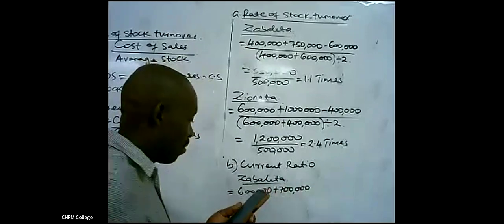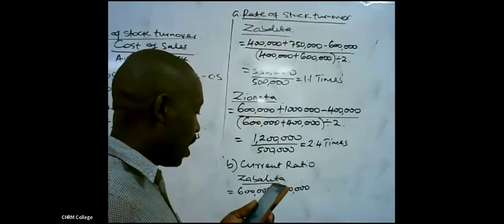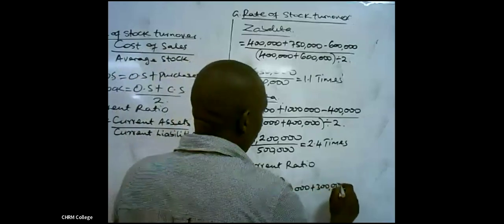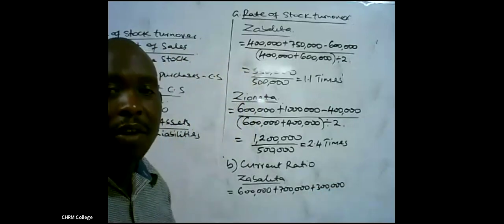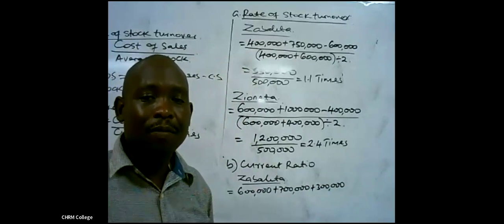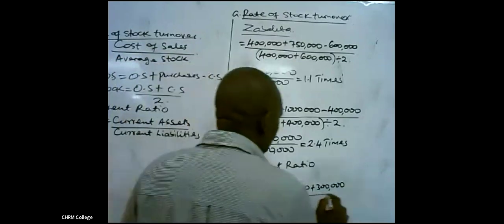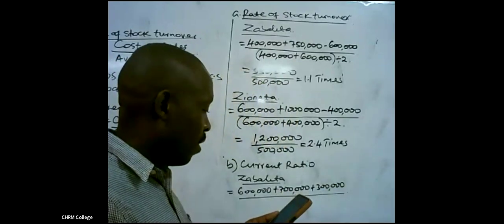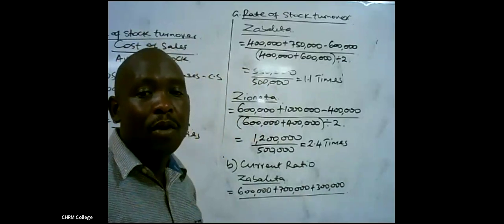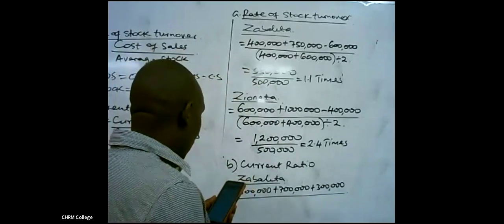700,000. This is money not yet received from the customers, that is the debtors. The bank of 300,000. Those are the only current assets. Don't mix things. Sales and purchases are not assets. Then we divide by the current liabilities. In this case, it is only the creditors, the balance that we have not settled with our suppliers.